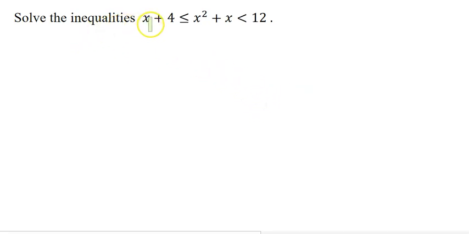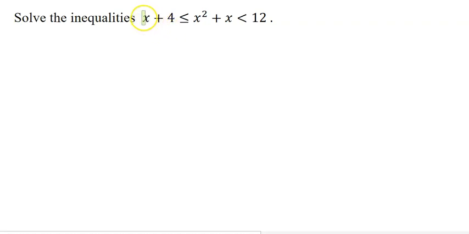Solve the inequalities x + 4 ≤ x² + x < 12. So in these questions, this is a joint inequality involving quadratics. Let's see the strategy on how to solve this.